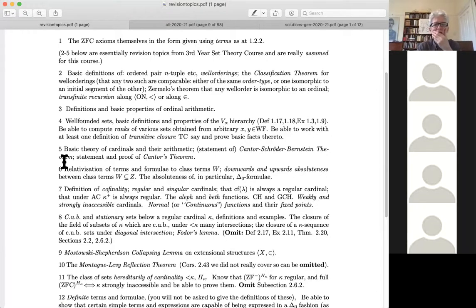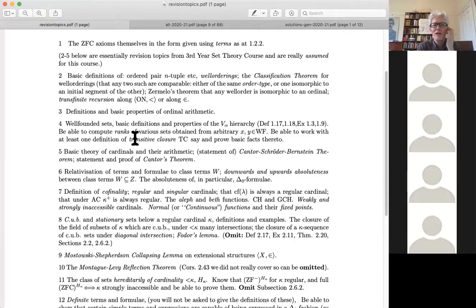So what we have is things grouped. Up at the top here, we've got basically the ZFC axioms in a form given using terms. So again, I'll remind us about what those terms are and those axioms first. I might mention our definition of transitive closure, and then I'll talk about relativizations. Okay, here.